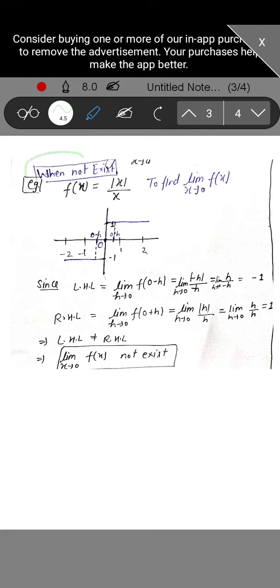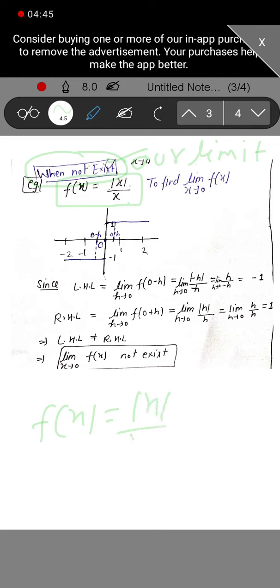Here I'm going to discuss an example in which the limit does not exist. I have taken a function f(x) equal to mod x upon x. When you draw the graph of mod x upon x, what is it? Let me write the function for you so that you can understand it clearly. The value of this function is 1 when our x is greater than 0, and it is minus 1 when our x is less than 0.